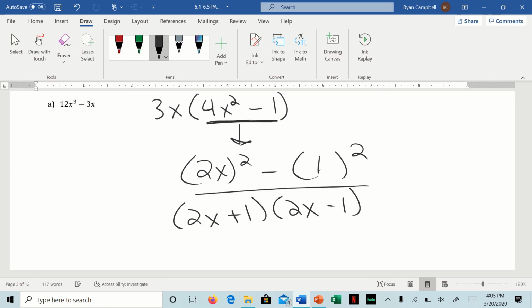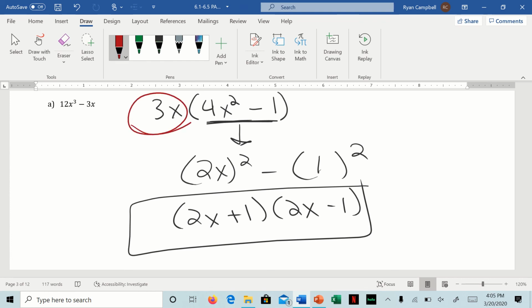However, is this our answer? Are we done? No. What did we forget? What was a super important thing that we forgot? The 3x, right? We also need to include that 3x. Good. That's our final answer.